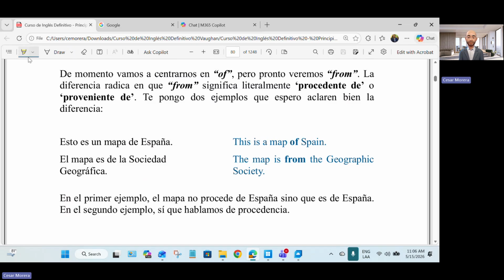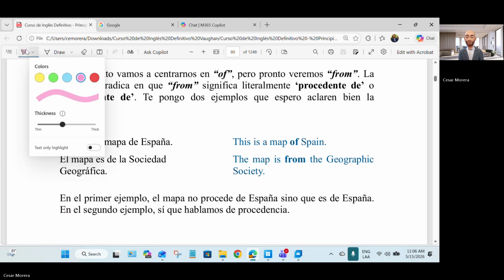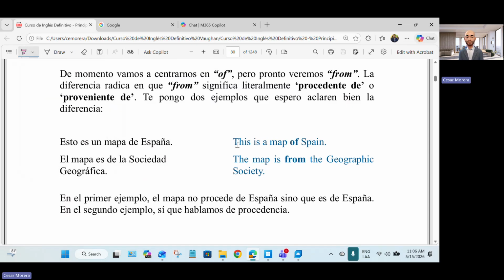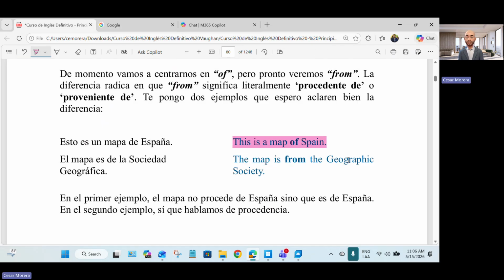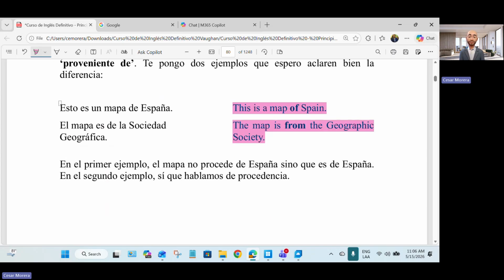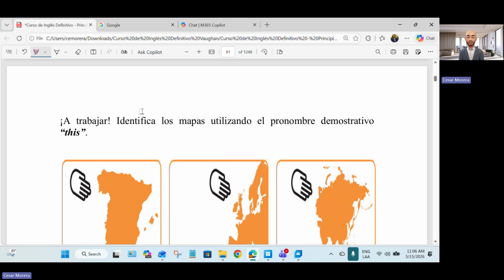The first one we got here. Let me highlight it. This is a map of Spain. The map is from the Geographic Society. So those are the first ones. Let's continue.